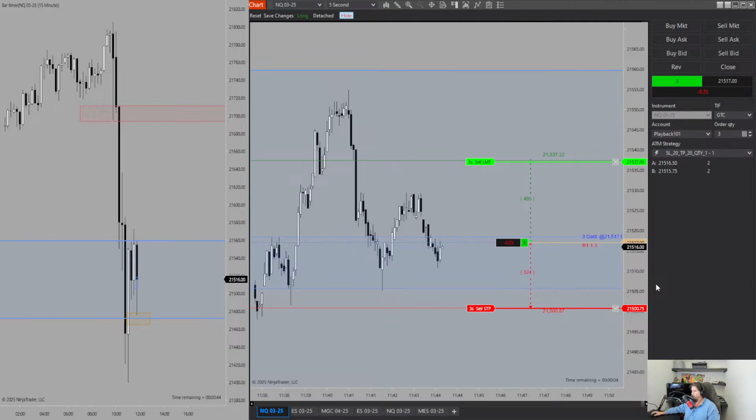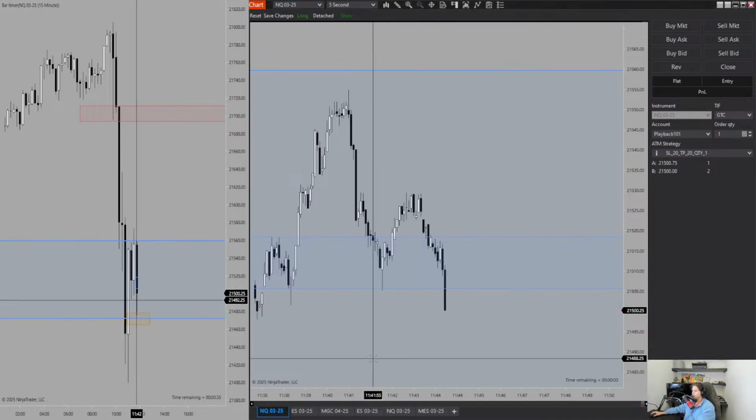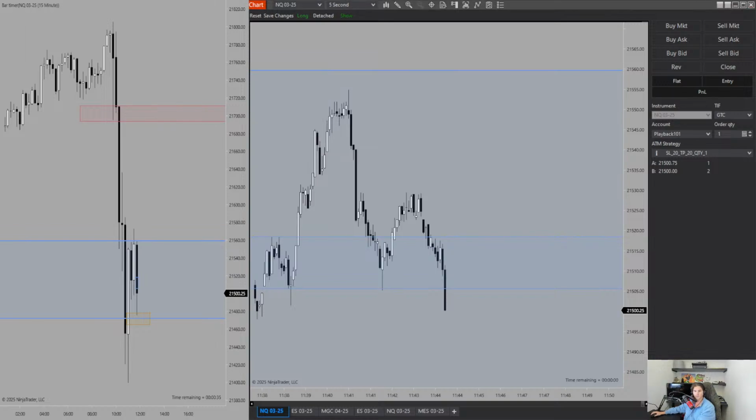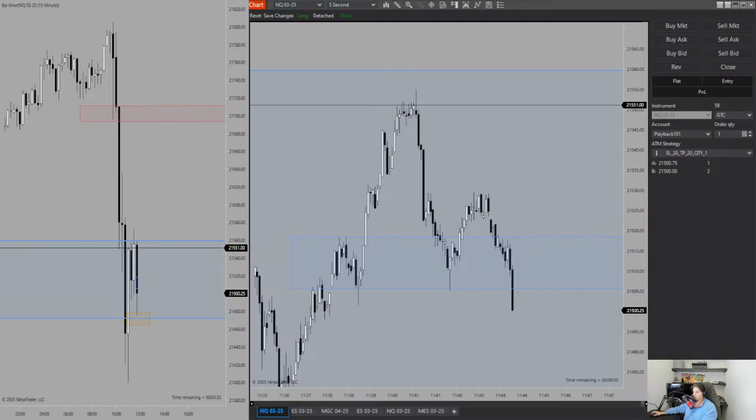Not looking too hot yet. Stop. All right, so we're starting off with a loss. Wonderful. So that is 1 minus 1R to start the session.